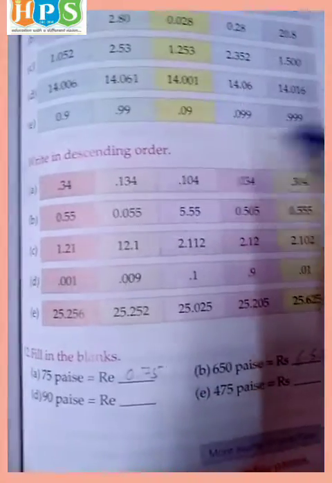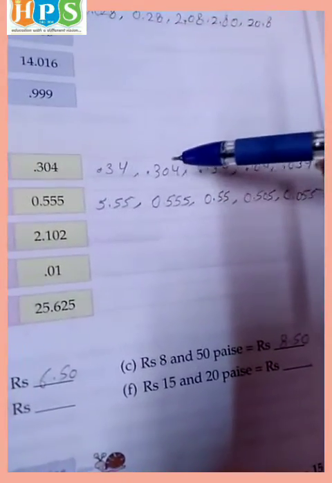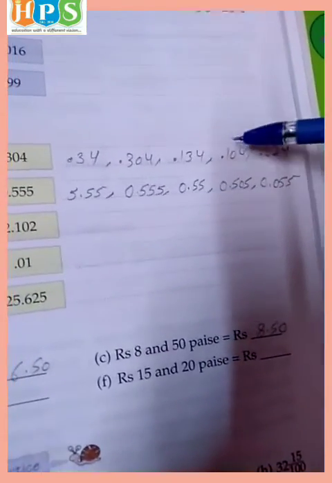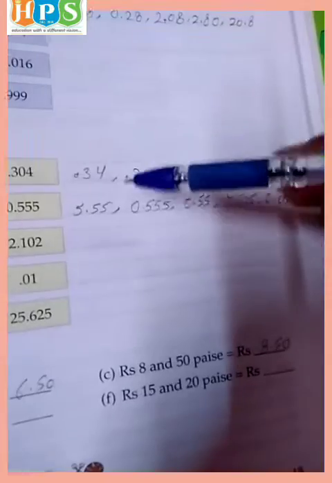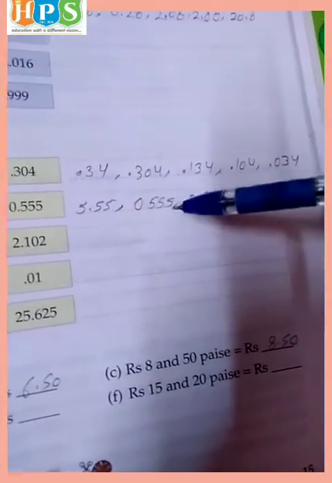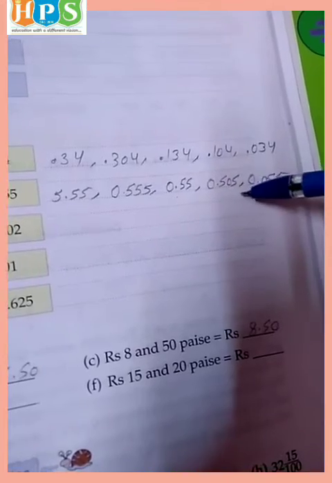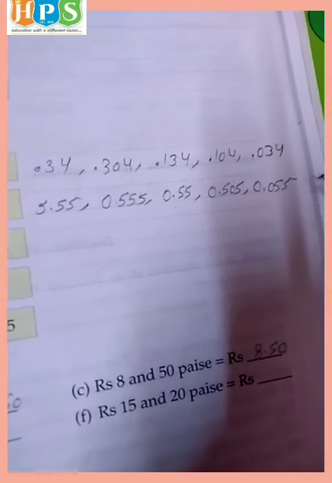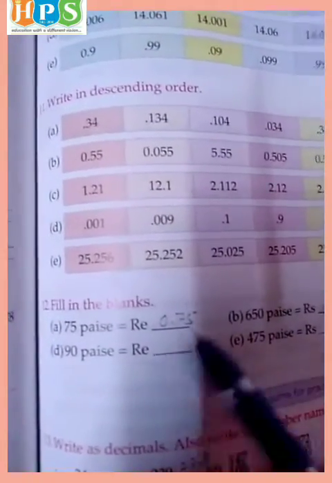Write in descending order: 0.34, 0.304, 0.134 and 0.104, 0.034. 5.55, 0.555, 0.55, 0.505 and 0.055. Next, fill in the blanks.